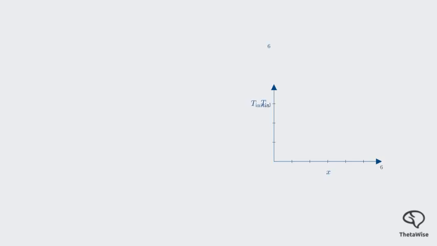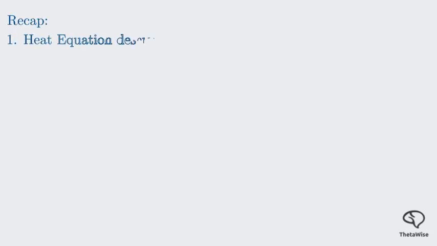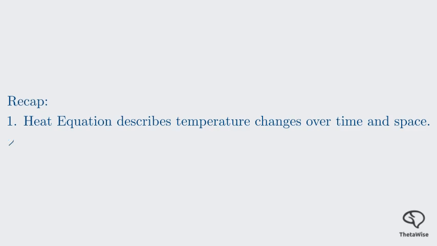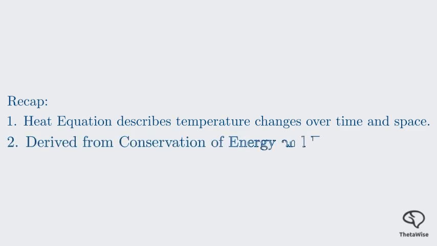The solution shows that the temperature in the rod will decrease over time, with the cooling happening fastest near the ends. Eventually, the entire rod will reach the temperature of the ice water, 0 degrees Celsius. Let's quickly recap what we've learned today. We started by understanding that the heat equation describes how temperature changes over time and space due to heat diffusion. We then derived it from 2 fundamental physical laws, the conservation of energy and Fourier's law of heat conduction.